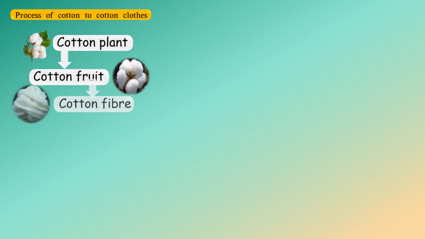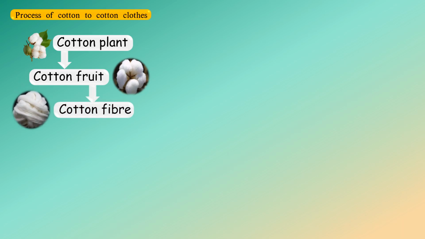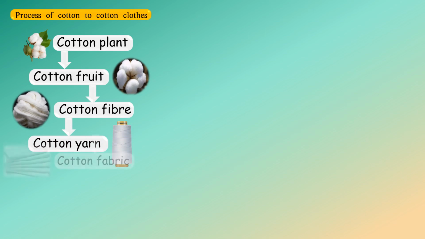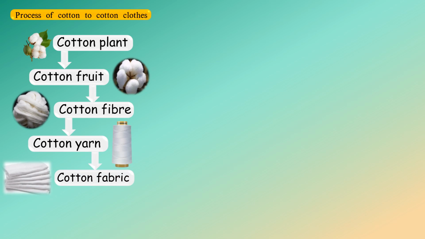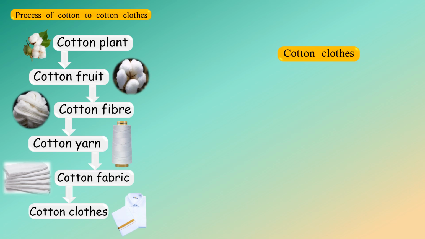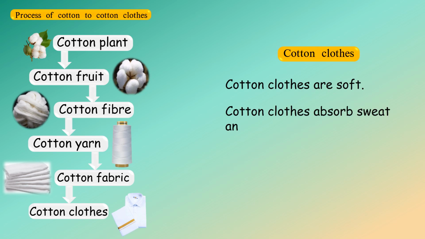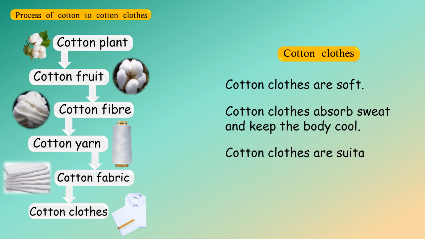Recall the process of cotton to cotton clothes. The cotton plant gives cotton fruit, and the cotton fiber is collected from the cotton fruit. By spinning, it turns into cotton yarn. By weaving, the cotton yarn turns into cotton fabric. We stitch the cotton fabric into cotton clothes. Cotton clothes are soft. Cotton clothes absorb sweat and keep the body cool. So, cotton clothes are suitable for the summer season.